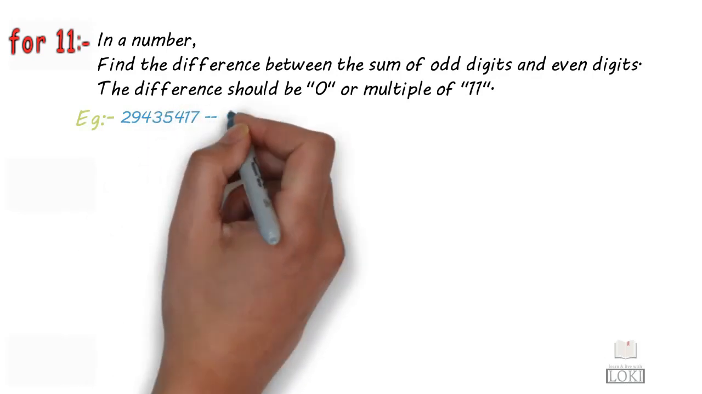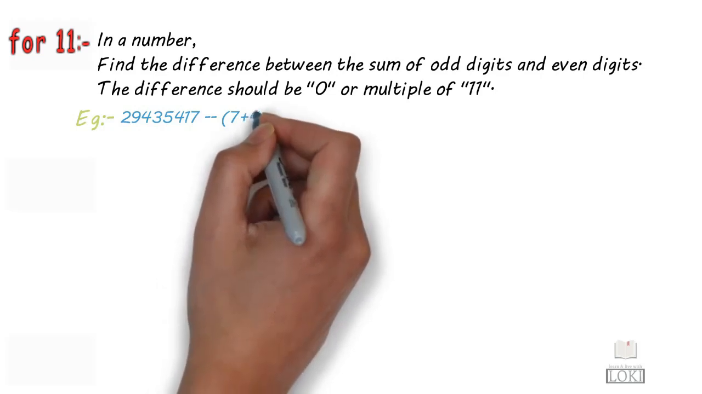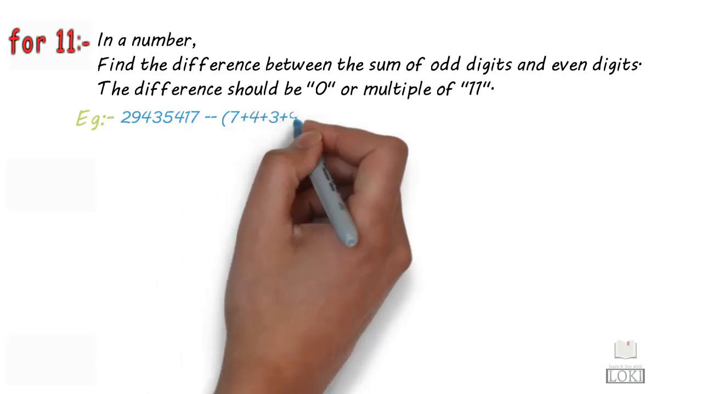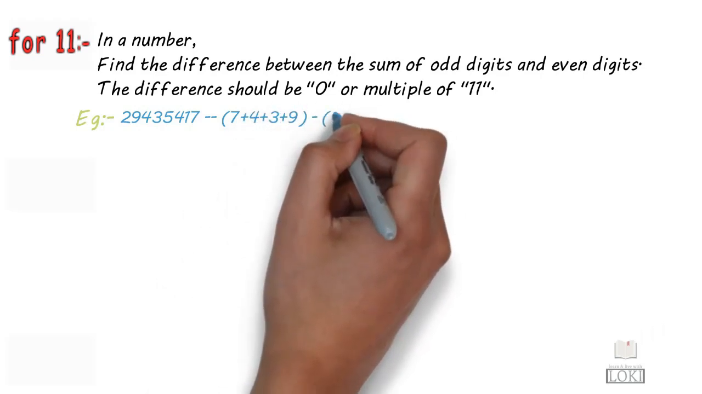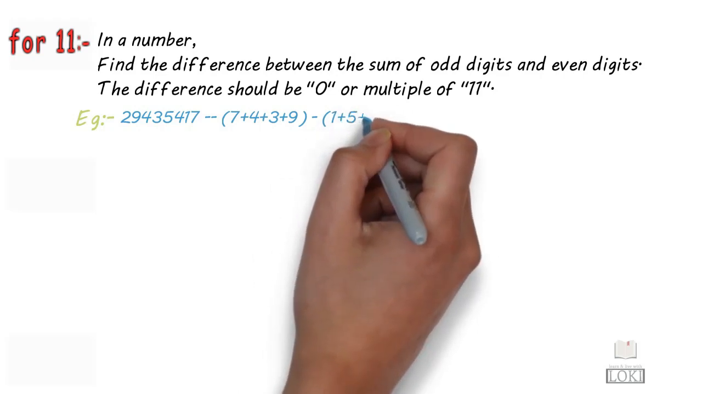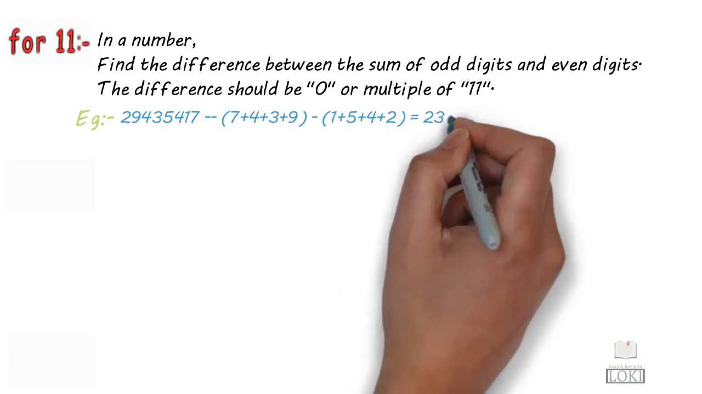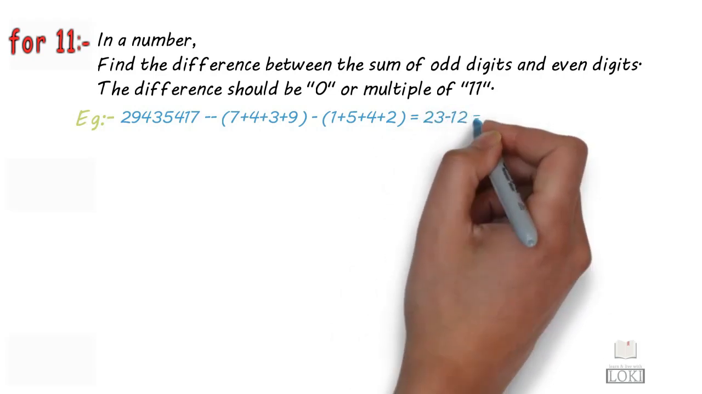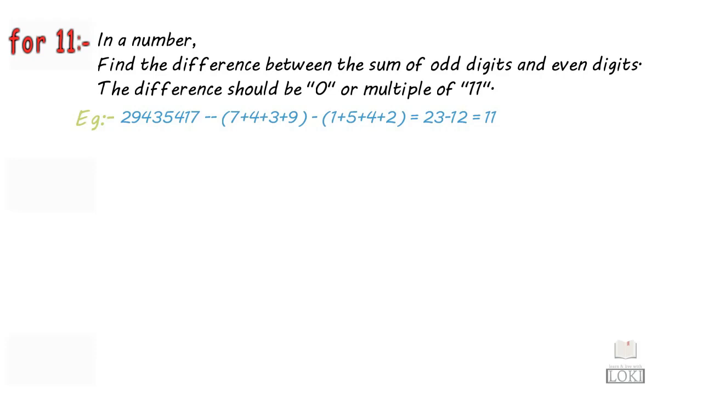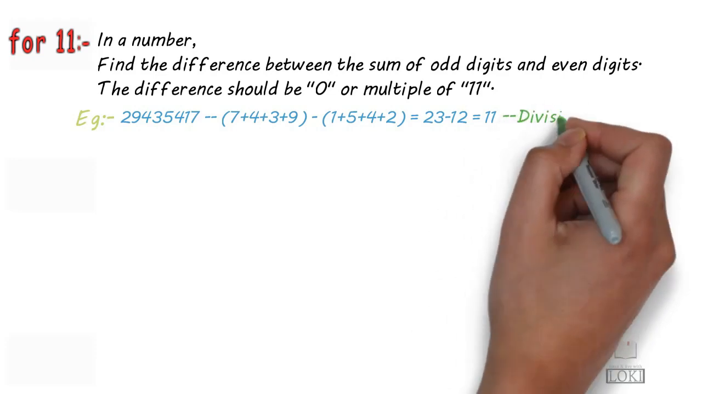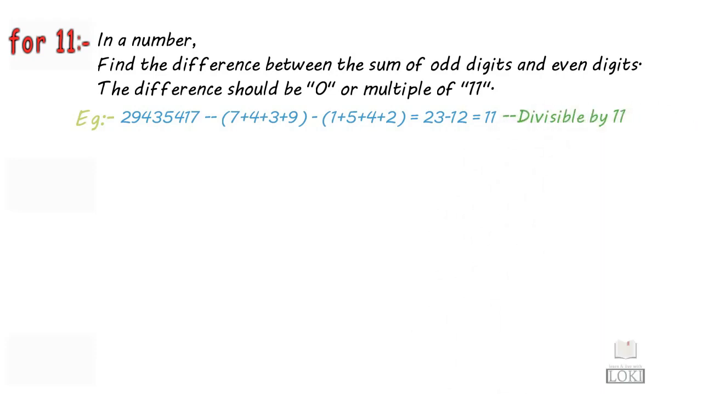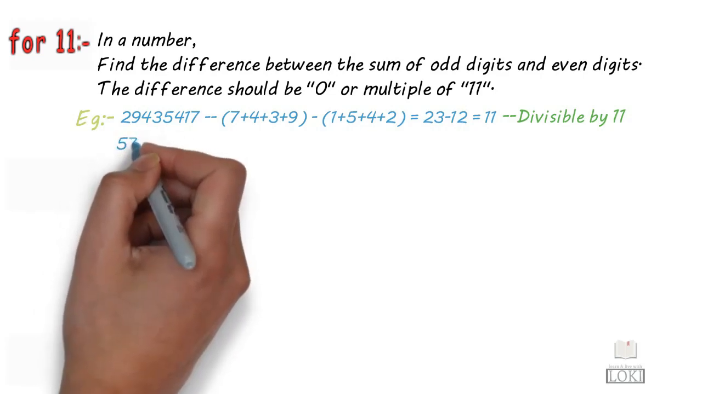Here the digits 7, 4, 3, 9 are in odd places and the digits 1, 5, 4, 2 are in even places. Adding all the odd placed digits and the even placed digits, and finding the difference between them, that is 23 minus 12, which gives 11. We all know that 11 is a multiple of 11, no need of explanation further. So we can conclude that this number is divisible by 11.